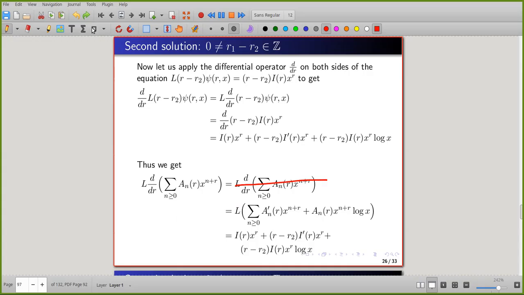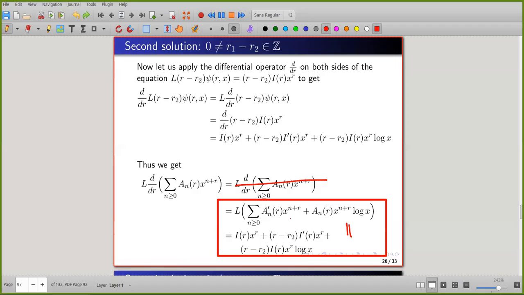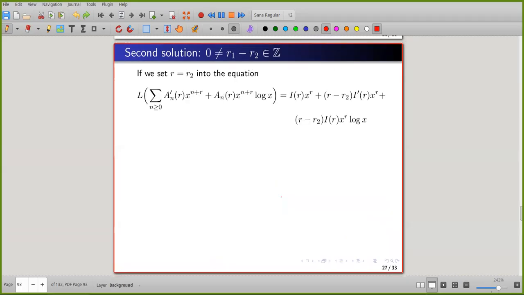So this is the equation, the equality, that we need: that these two are equal. And now, as before, we are going to put r equal to r2, which is what I'm doing in the next slide. So we get the right hand side as 0. Okay, so we get the second solution.